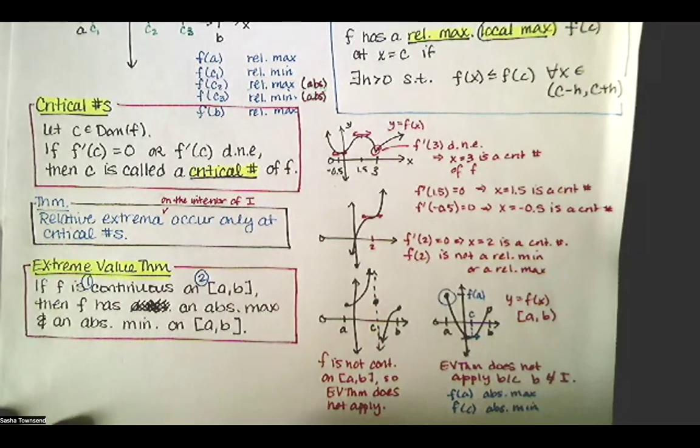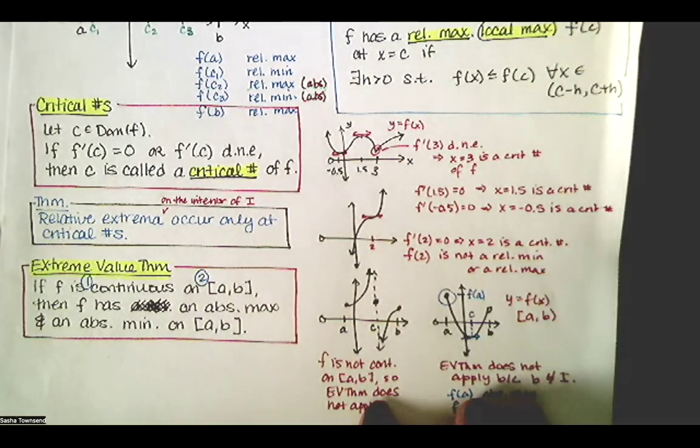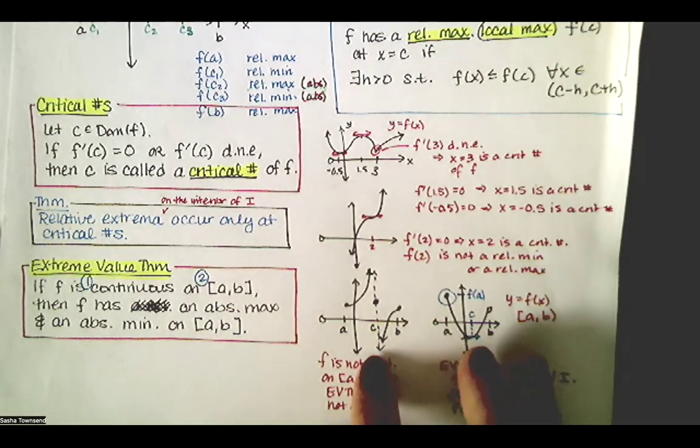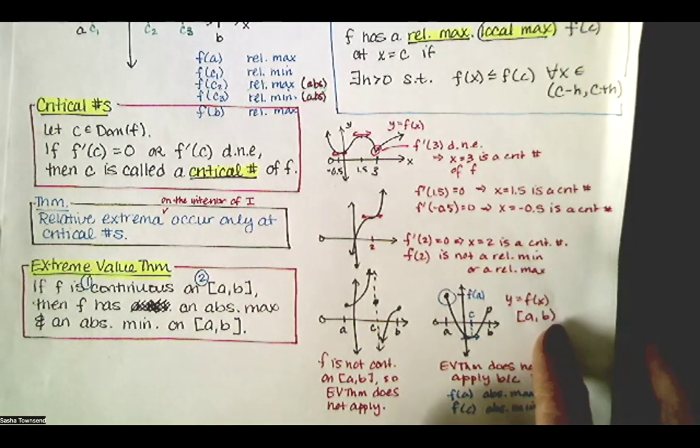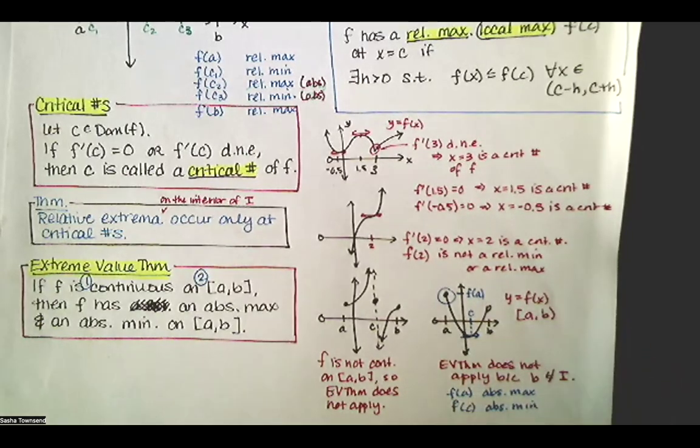If the function's discontinuous, there are no guarantees. You might have an absolute max or minimum, or you might not. If the interval is not closed, if it doesn't include those endpoints, you might have an absolute max or minimum, or you might not. So it really just depends.